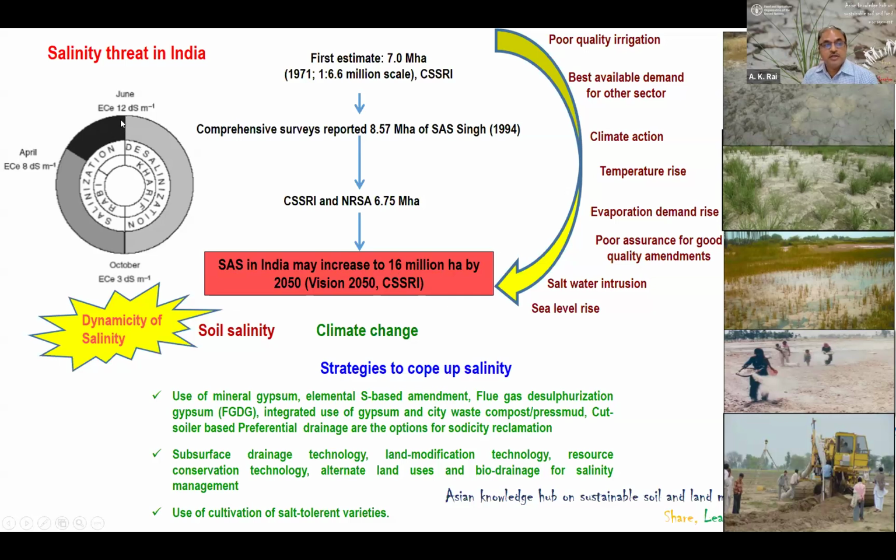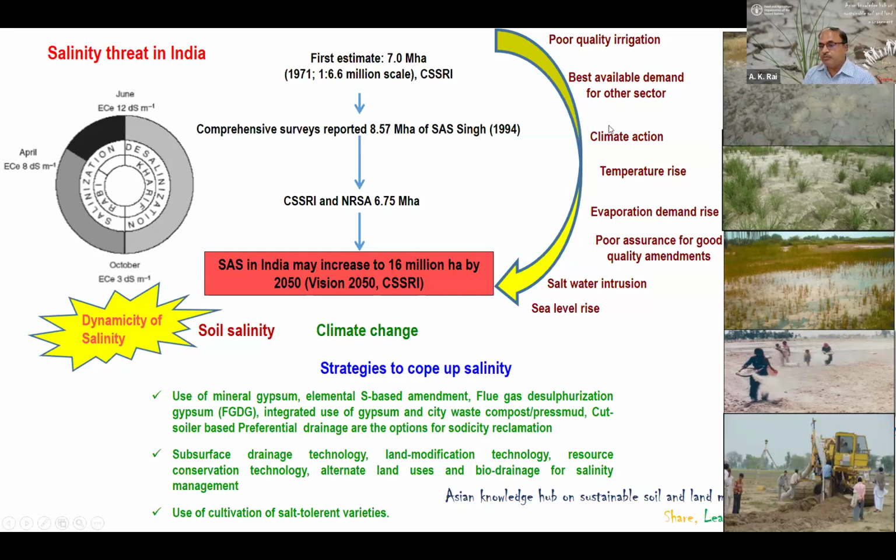As I was mentioning, this is the region where we get the accumulation of salt in the surface region, and in this period, from June to October, we get the salinity flux downward. In this cyclic mode, the salinity fluctuates, and there is some sort of equilibrium. But because of the increased dependence on poor quality water irrigation, or the increased demand for water from other sectors, we have less allocation of water for agriculture.